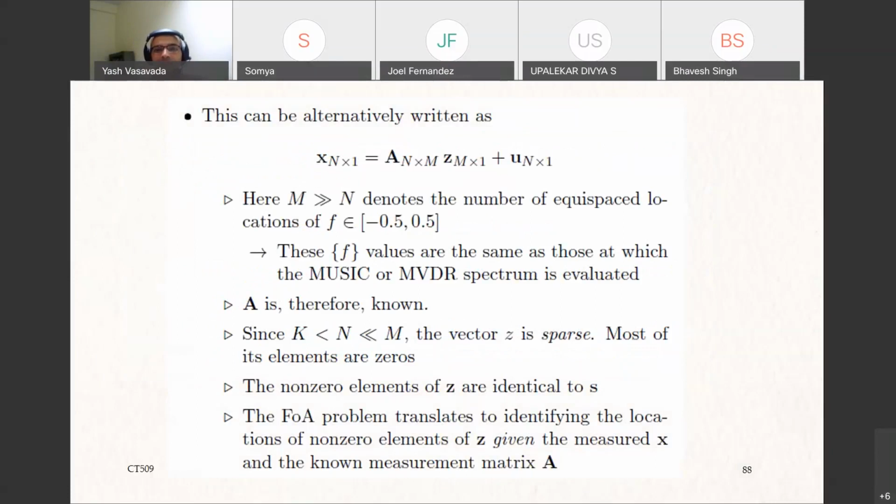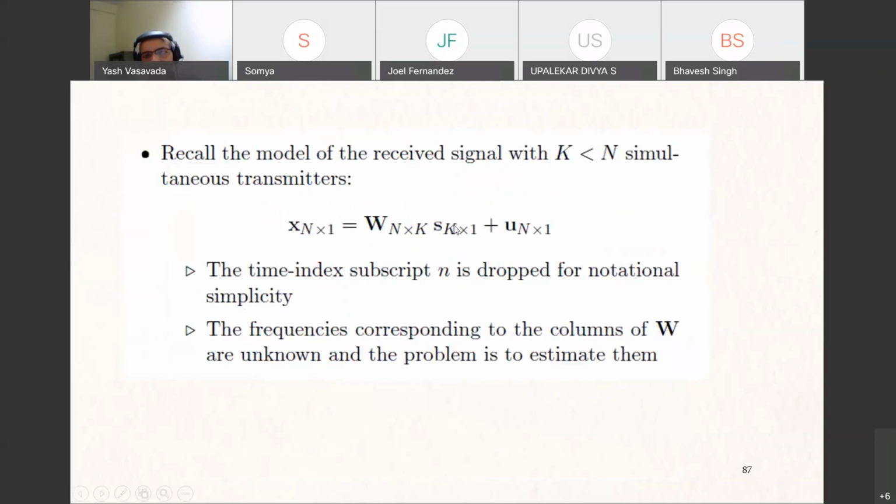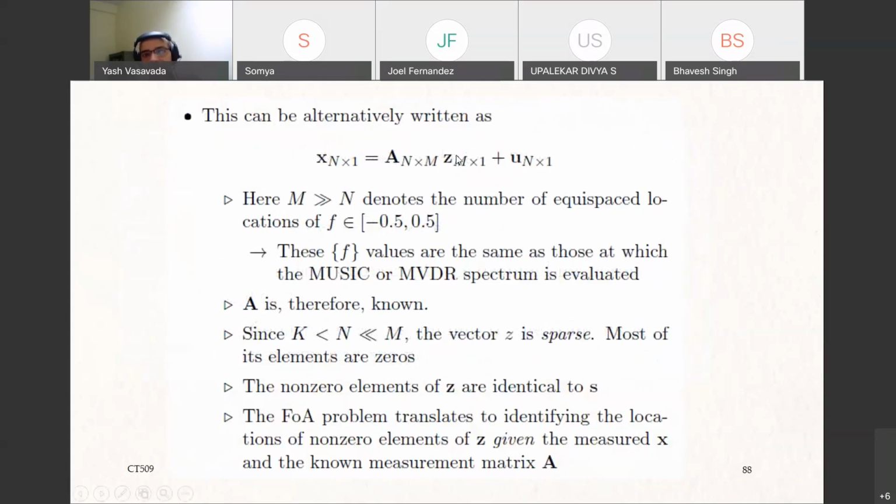Now this is where some clever person recast the entire problem in a different manner. I mean, similar but a different manner. The incoming signal is still the same. The vector x is still the same, and the vector of noise samples is also the same. But what this idea says is that instead of writing this x as W times s, I'm going to write it as A times z.